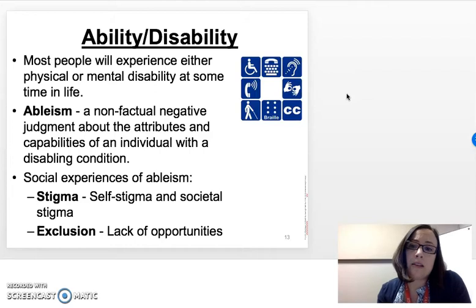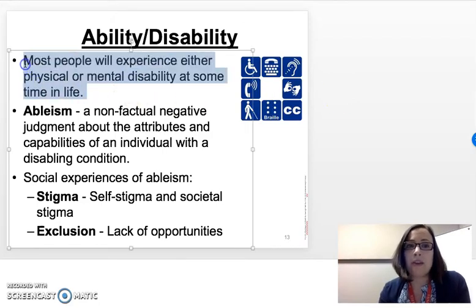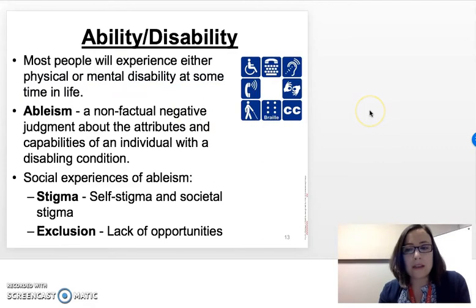And the other piece that's important for folks to keep in mind when we're talking about ability and disability is that most people at some point in their life will experience some form of a disability. It might not be as serious as what other people with a disability might experience, you know what I mean? But it could be the result of a physical injury or serious illness that a person is experiencing.